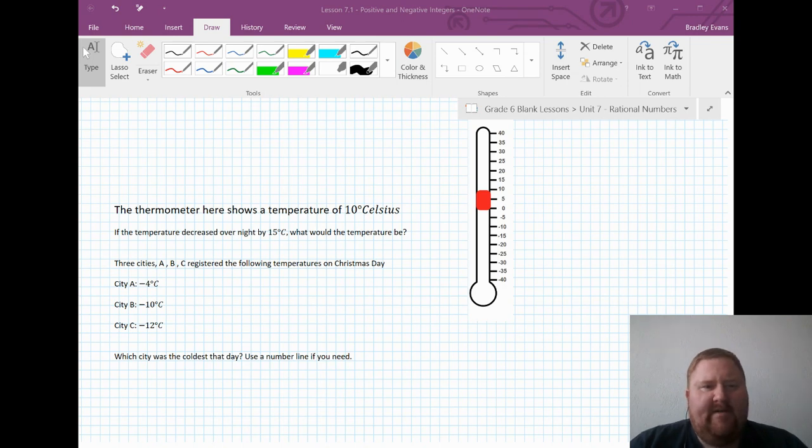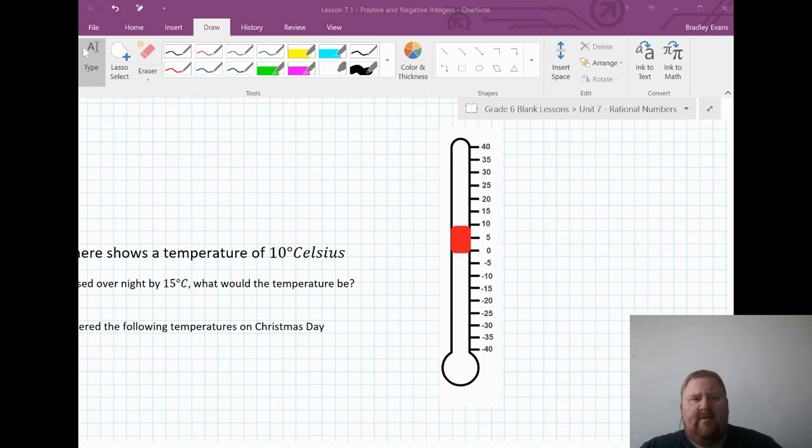So here's an example of a thermometer, and it shows the temperature of 10 degrees Celsius. If the temperature decreases overnight by 15 degrees, what would the temperature be? I've zoomed in a little bit on my thermometer here, just so I can make it a little bit clearer for everybody. Here's our current temperature of 10 degrees Celsius. And we're told that overnight, the temperature decreased or dropped by 15 degrees. So what would the temperature be in the morning?